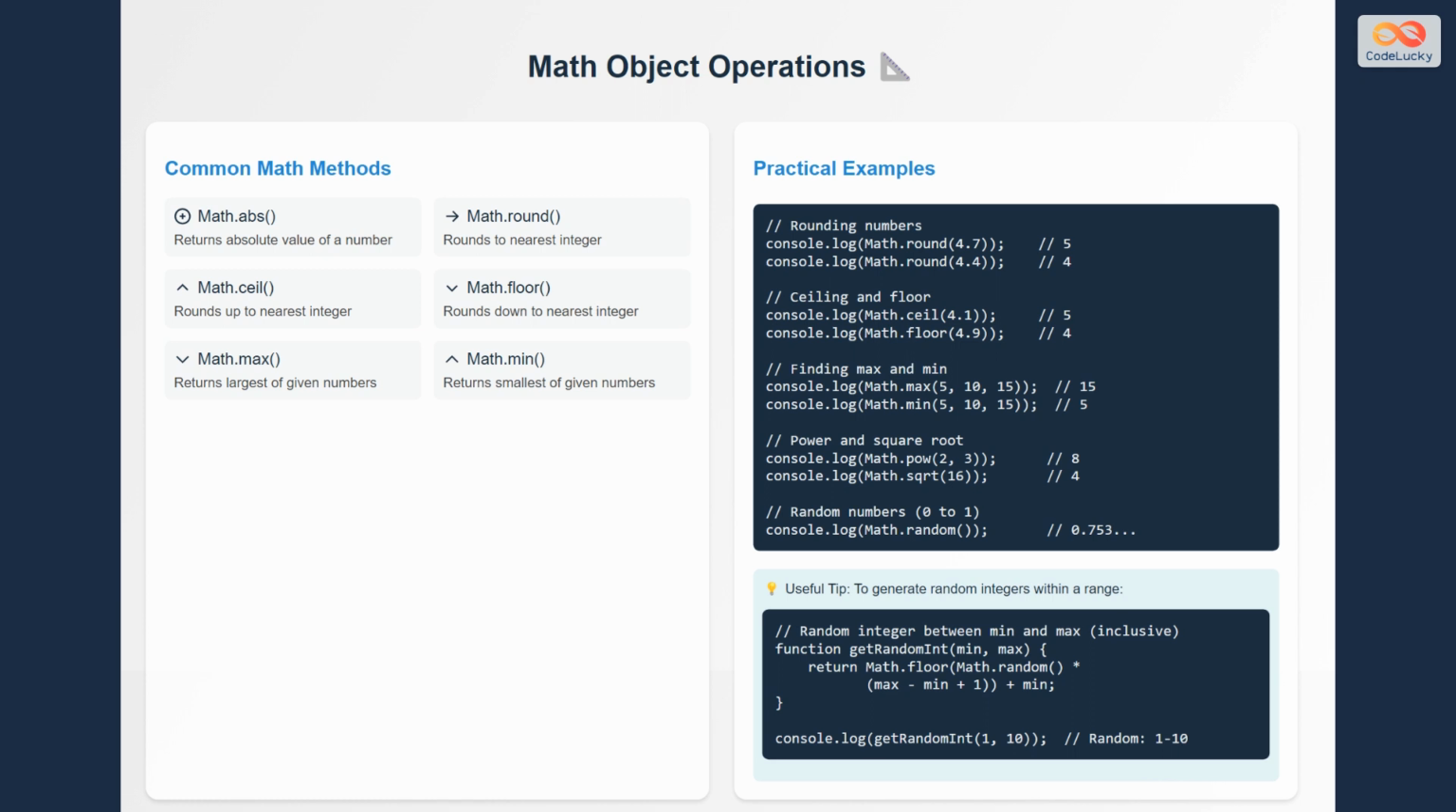The Math.ceil method rounds a number up to the nearest integer, and Math.floor rounds a number down to the nearest integer. For example, 4.1 will be rounded to 5 with ceil, and 4.9 will be rounded down to 4 with floor.